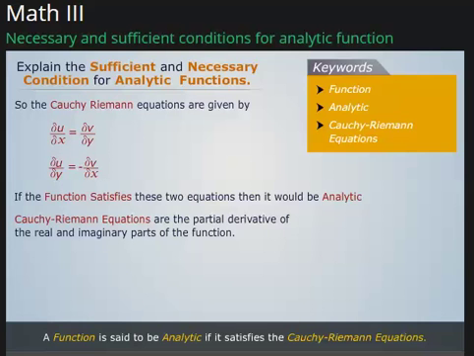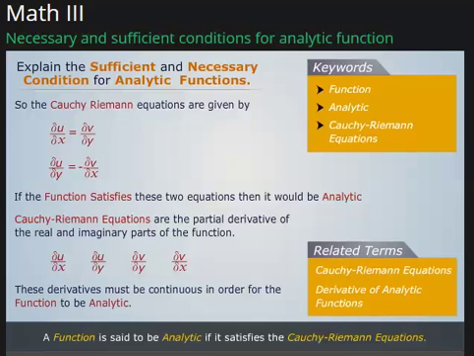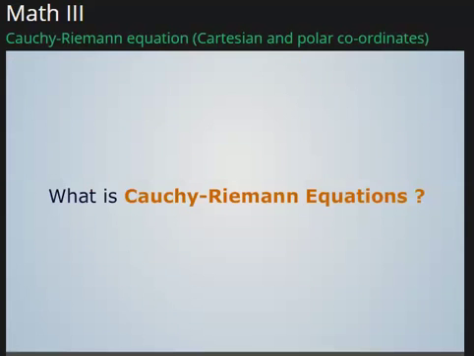Cauchy-Riemann equations are the partial derivatives of the real and imaginary parts of the function. These derivatives must be continuous in order for the function to be analytic. Related terms are, Cauchy-Riemann equations.